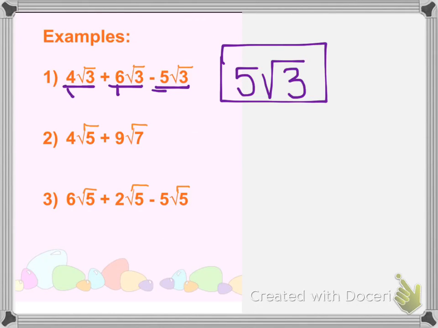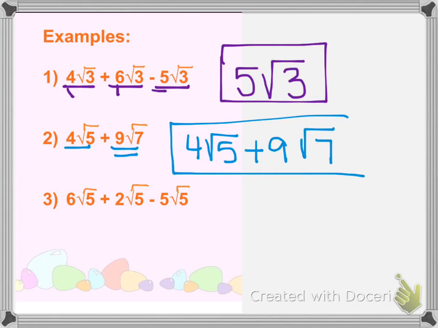On the next one, we have 4 radical 5 and 9 radical 7. Radical 7 doesn't match radical 5, and they're both as simplified as possible. 5 can't get split up and 7 can't get split up. So that's as good as that's going to get. So that's the answer. It's just the exact same thing. You couldn't add any of them together. It'd be saying like 4x plus 9y. You can't do it because they don't match. So they just stay like that.